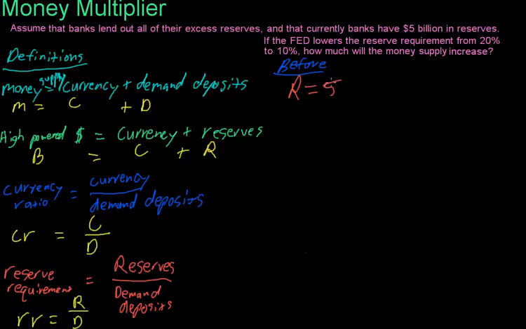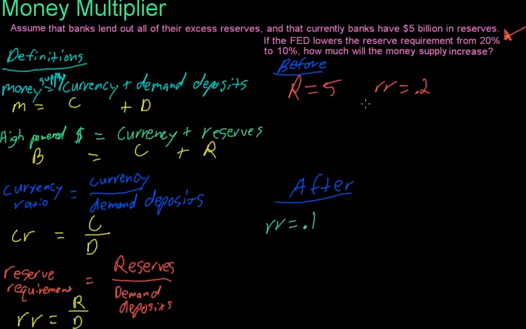Okay, so if the Fed lowers the reserve requirement from 20%, so in the before, it was 20%. So I'll write the reserve requirement is equal to 0.2. And then in the after, we're going to have the reserve requirement be 0.1. So we'll have, and I'll change colors one more time, the reserve requirement equal to 0.1.